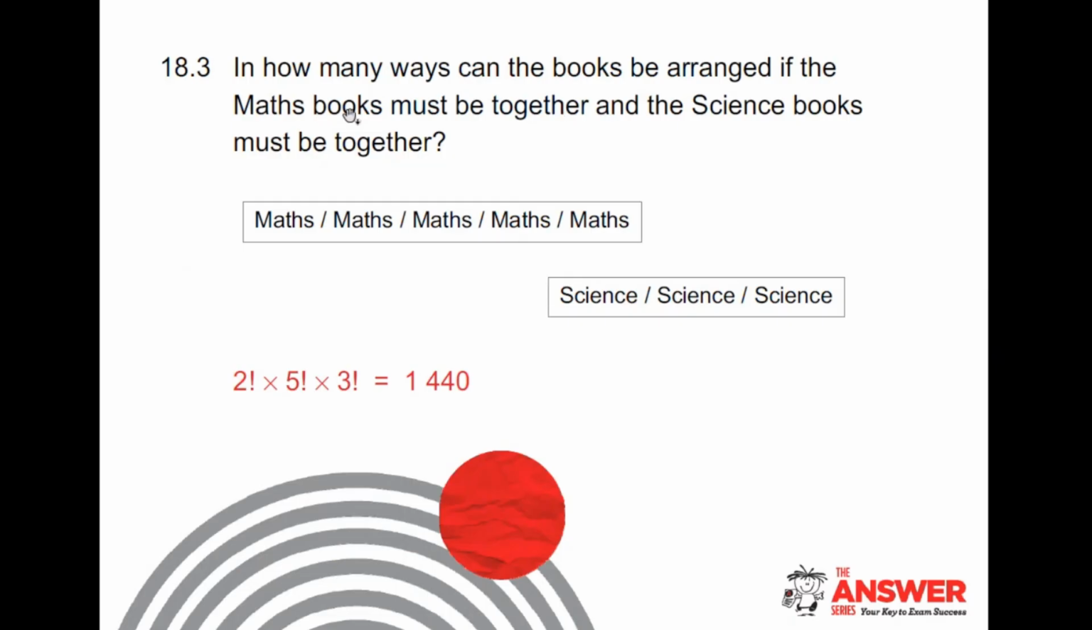What about this one? The maths books must be together, the science books must be together. So I think of the maths books as a unit, the science books as a unit. How many ways can I arrange these 2 units? 2 factorial. The factorial is important because if it's not 2, then it makes a huge difference. So I can arrange the group of maths books and the group of science books in 2 factorial ways. But the maths books themselves can arrange in 5 factorial ways. The science books themselves can arrange in 3 factorial ways. And there I get my answer.